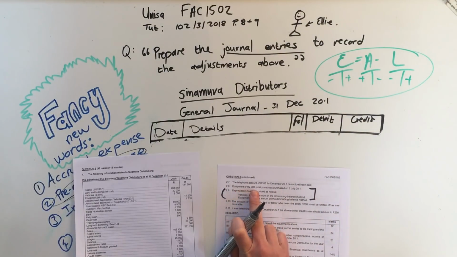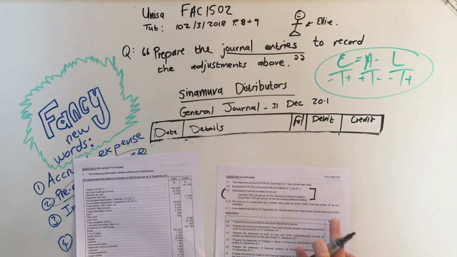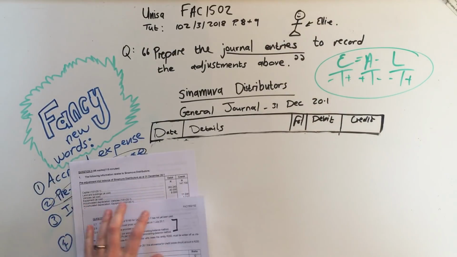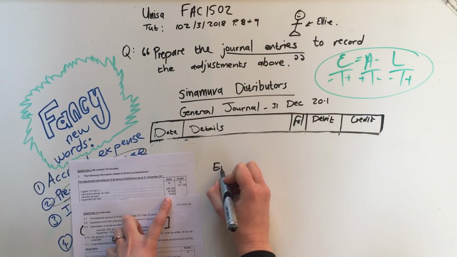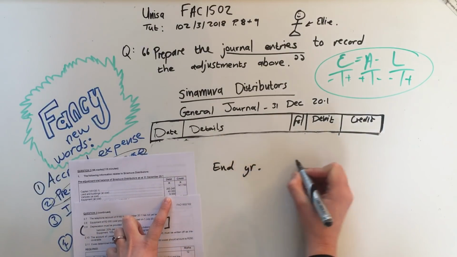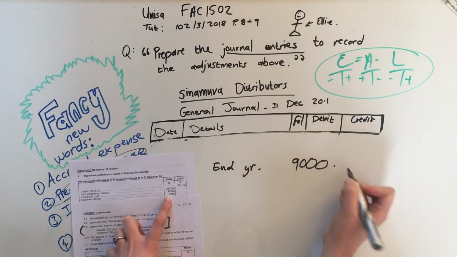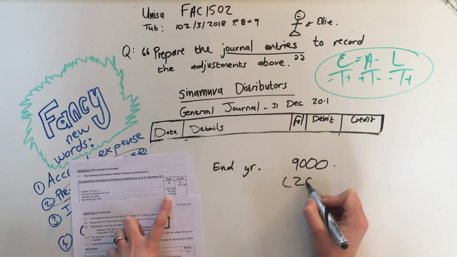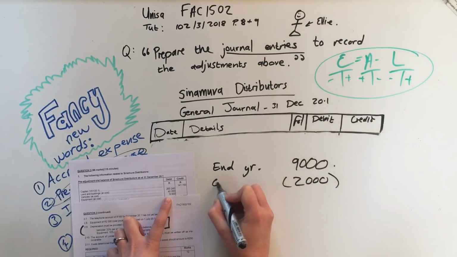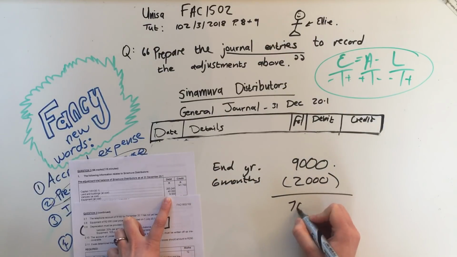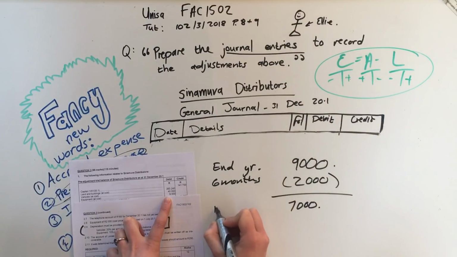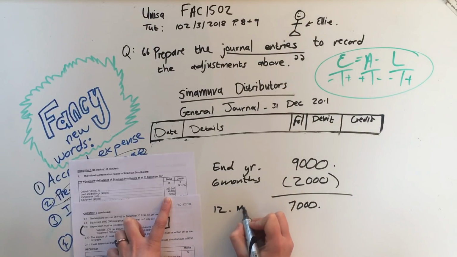So equipment of 2,000 Rand was purchased on the 1st of July. Now if we go to equipment over here on this side, equipment at the end of the year is at 9,000. But 2,000 of that we only purchased in the middle of the year. So middle of the year is 6 months. And the remaining 7,000 we had from the beginning of the year, 12 months.